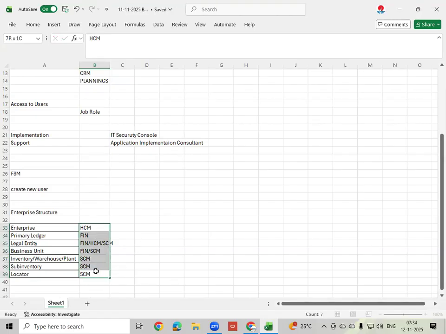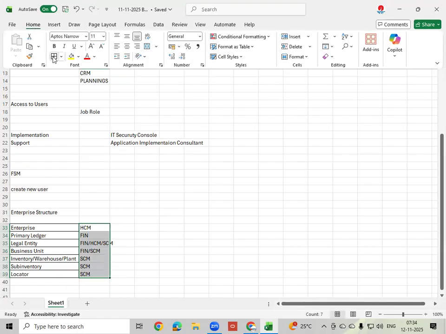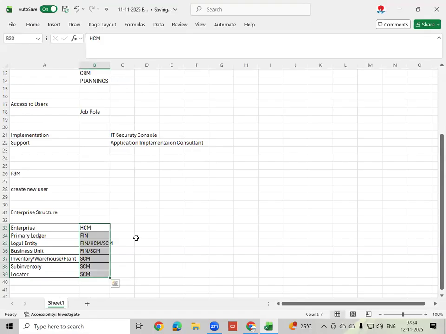So team members will decide who will define this. How many have to be defined? What is the purpose of defining this many levels? See, the vertical levels will be the same. This will never change. Always enterprise, primary ledger, legal entity. But parallelly, how many other units and entities should be defined? That is in discussion, and they will decide it.